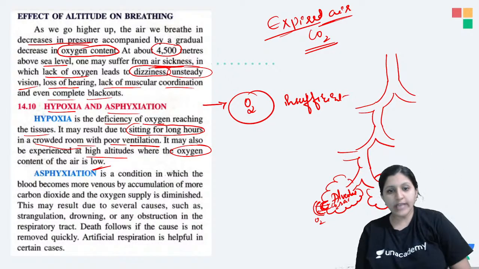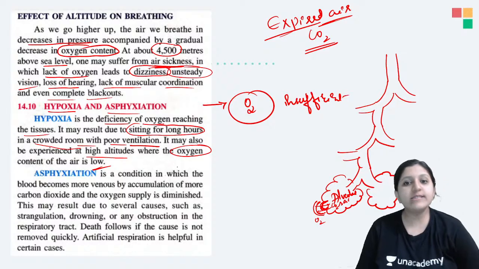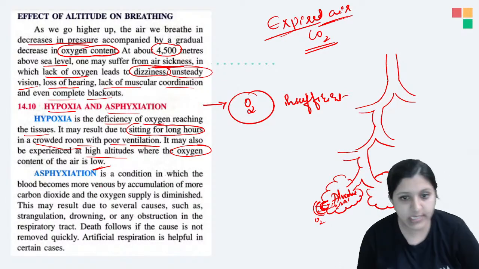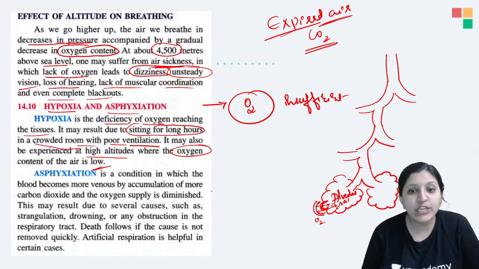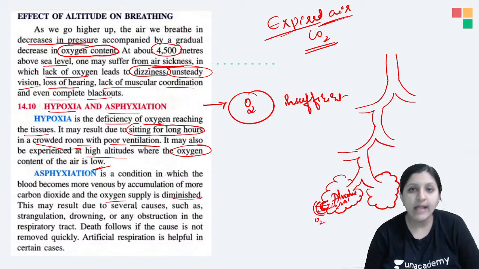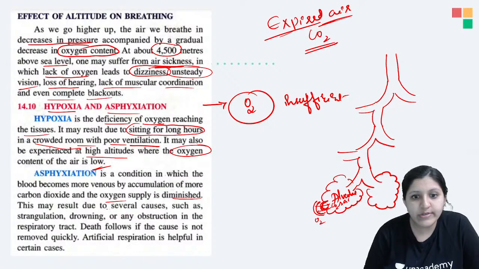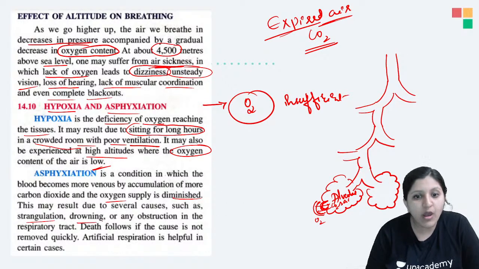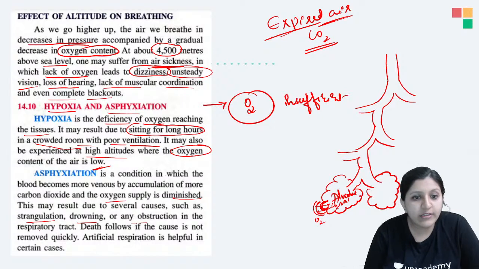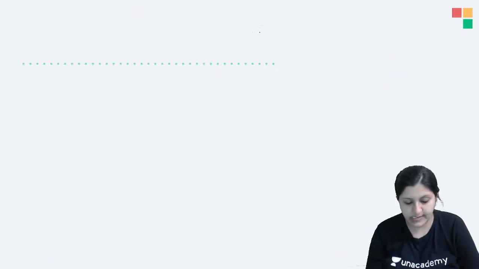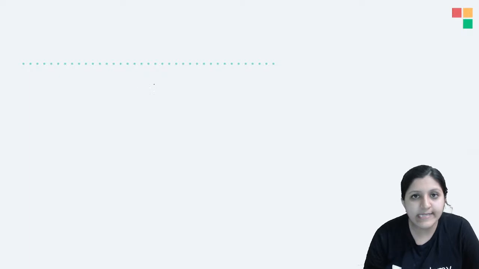Okay, so under asphyxiation, this is a condition in which the blood becomes more venous, that is, by accumulation of more carbon dioxide, and oxygen supply is diminished. This results from several causes, which can be strangulation, drowning, or any obstruction in the respiratory tract. So what is happening in this case? You know that there is an alveolus, right?